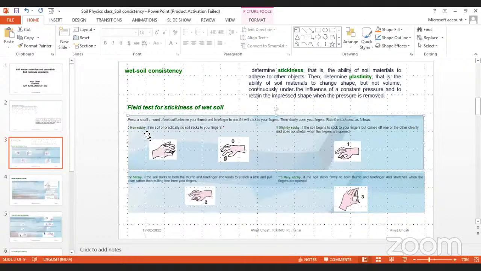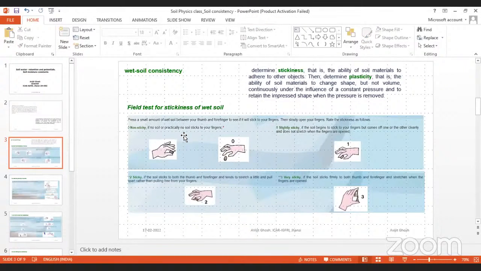For example, you can see here the non-sticky soil. For wet soil, a small amount of wet soil is taken and pressed between your first finger and thumb, and then it will be called non-sticky if no soil or practically no soil particles stick on the finger like this.